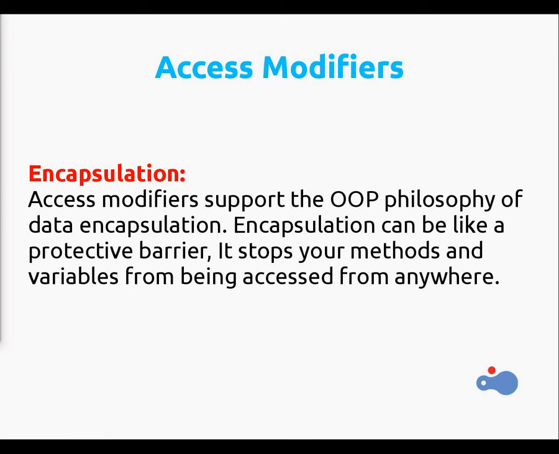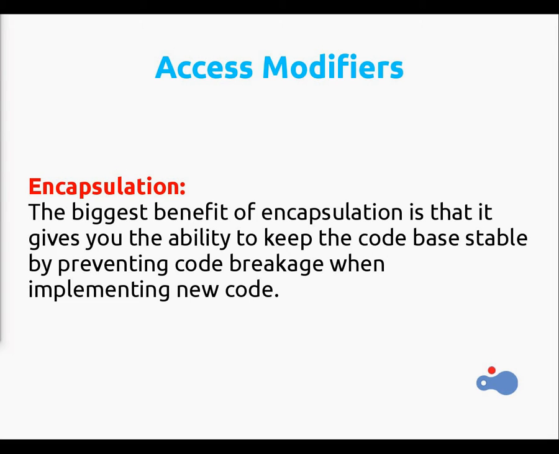Okay, so now let's look at encapsulation. Access modifiers support the OOP philosophy of data encapsulation. Encapsulation can be like a protective barrier. It stops your methods and variables from being accessed from anywhere. The biggest benefit of encapsulation is that it gives you the ability to keep the code base stable by preventing breakage when implementing new code.